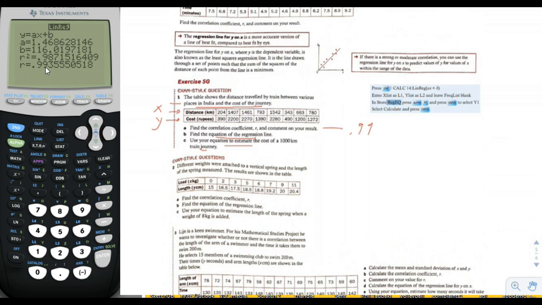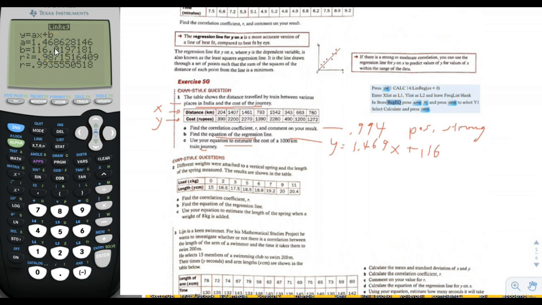And 994, this would be a strong, positive, strong correlation because it's between 0.75 and 1. And the equation of the line is y equals 1.469 times x plus b is 116.